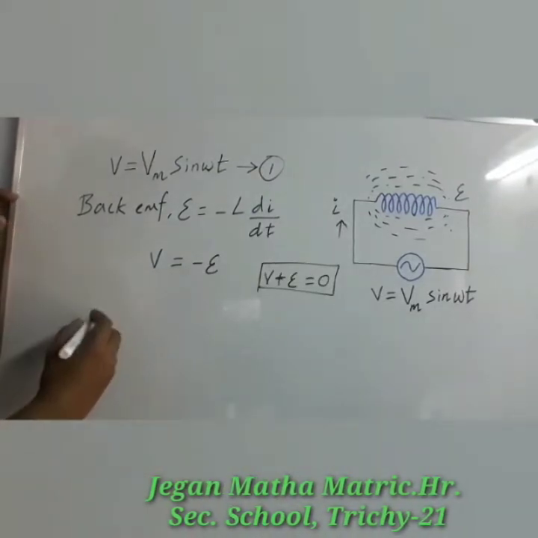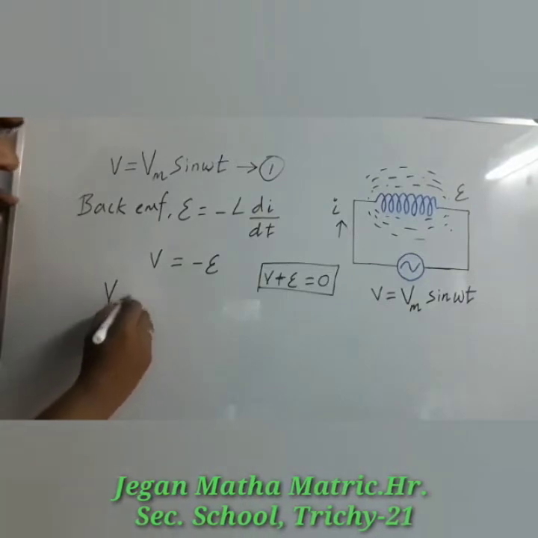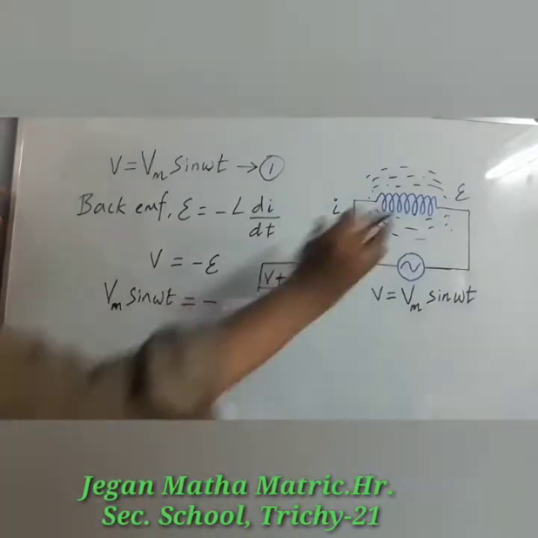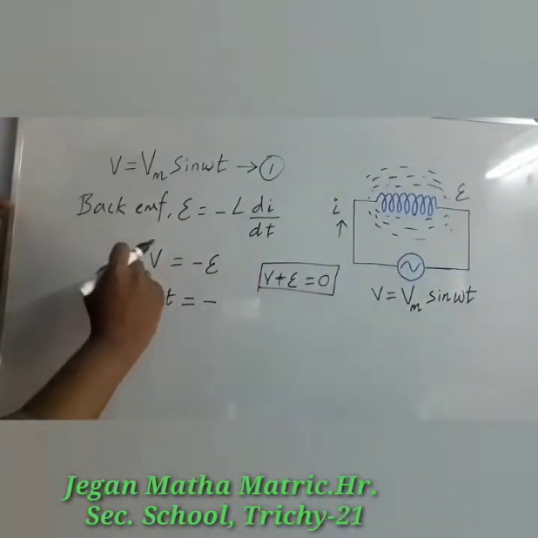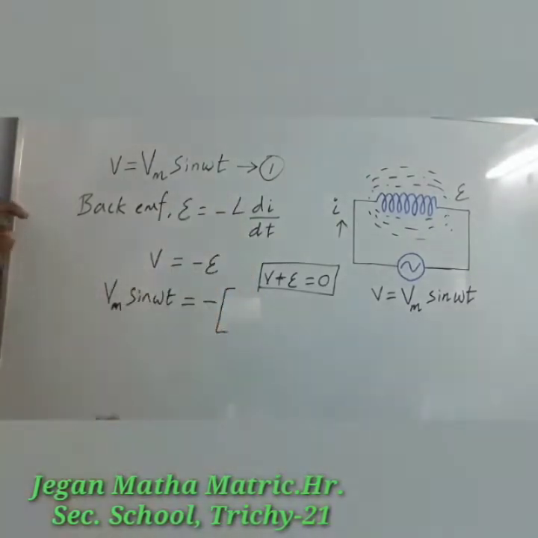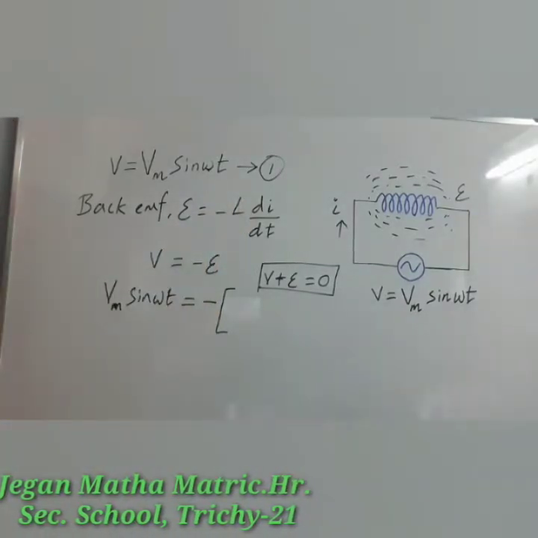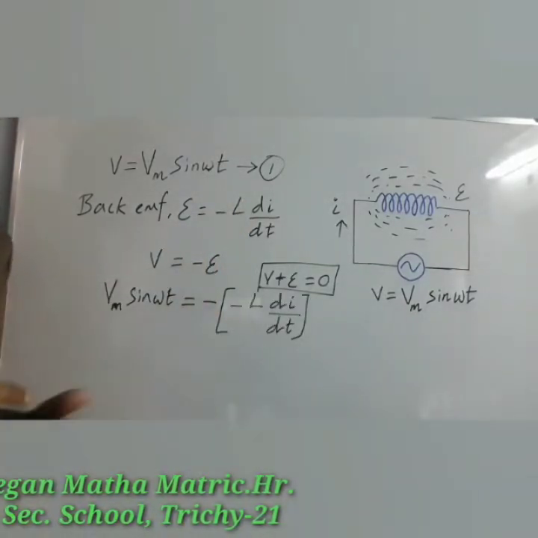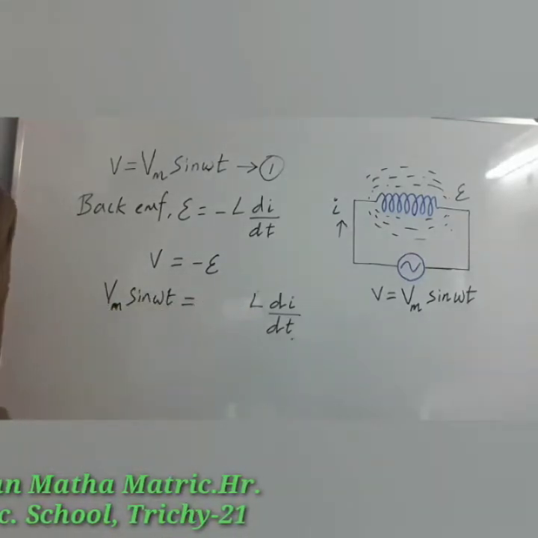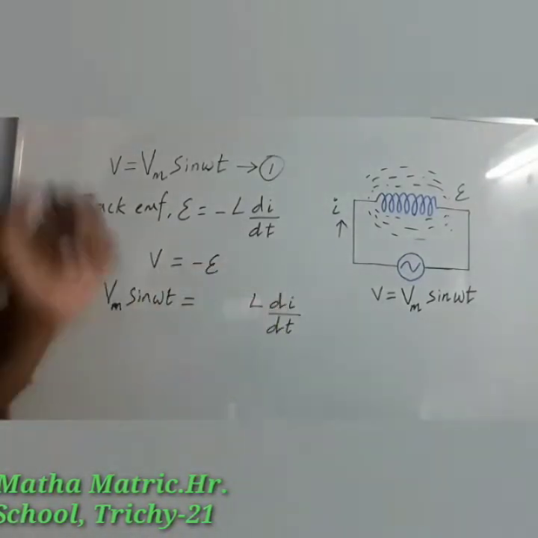So what is the value of the alternating voltage V? From the first equation, Vm sin omega t is equal to minus the back EMF, as the EMF is opposite to the alternating voltage. That is why the minus sign is there. And what is the value of that back EMF? Once again there is a minus, so I am going to write that value. I have written that expression. Minus into minus will be plus.